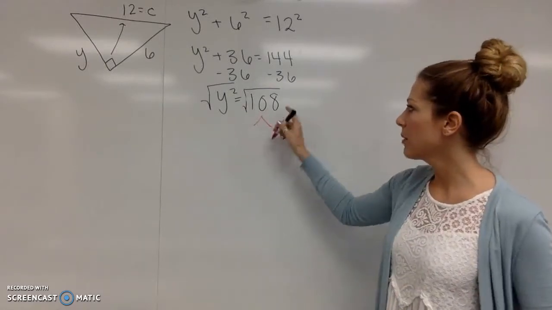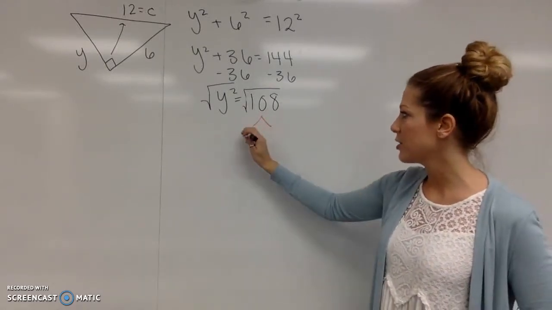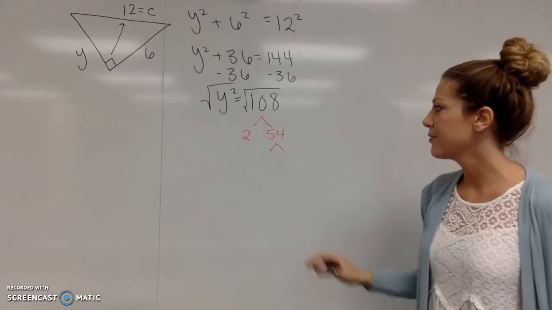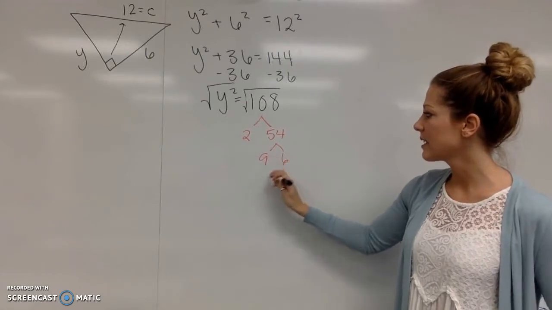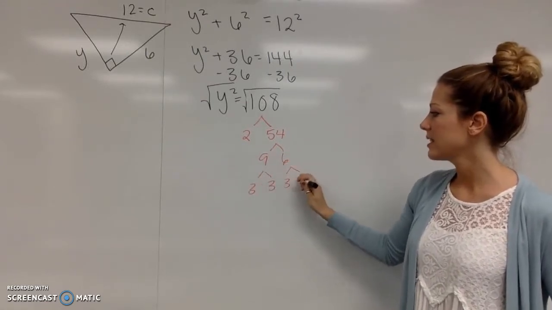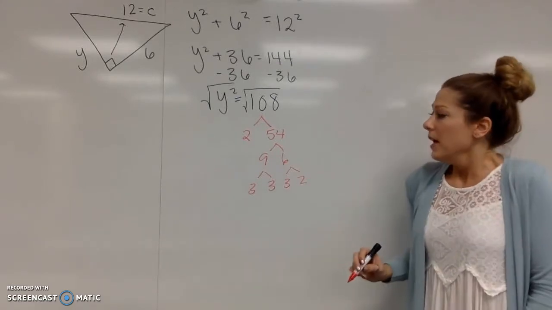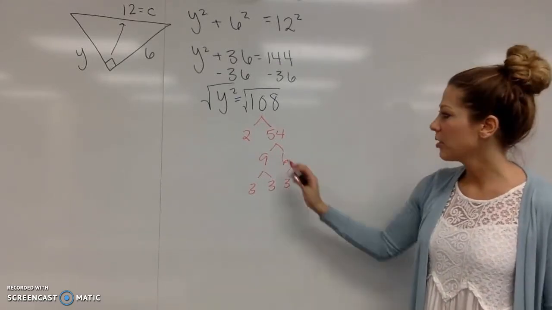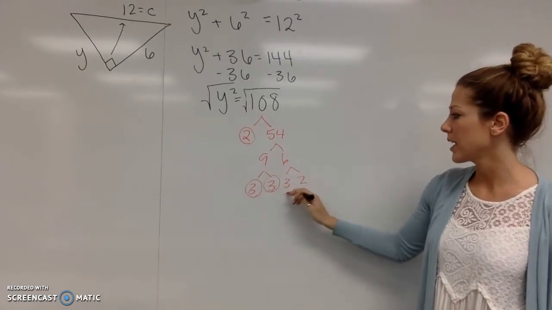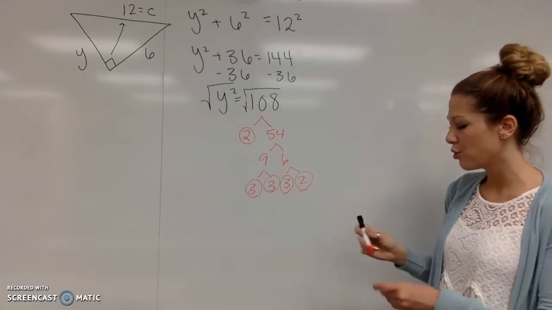If you don't know where to start, we know this is an even number, so I'm just going to do 2. So 2 and 54. Then 54 I know is 9 and 6. 9 is 3 and 3, and 6 is 3 and 2. All right, so I'm going to go ahead and circle all my prime numbers. So I have 2 times 3 times 3 times 3 times 2.